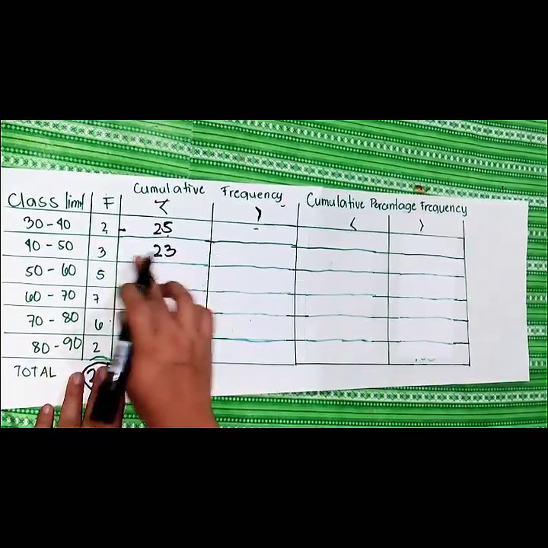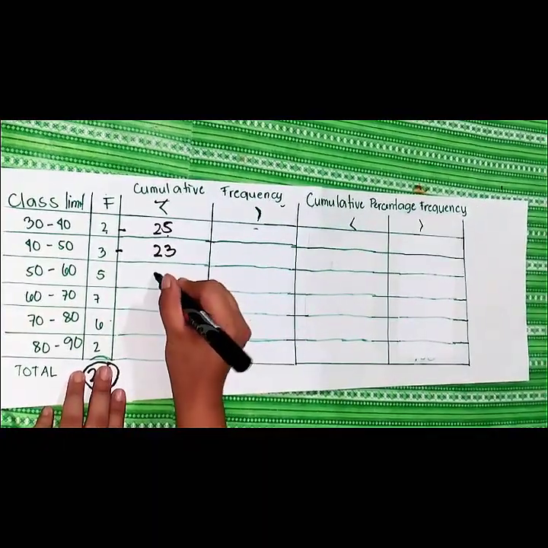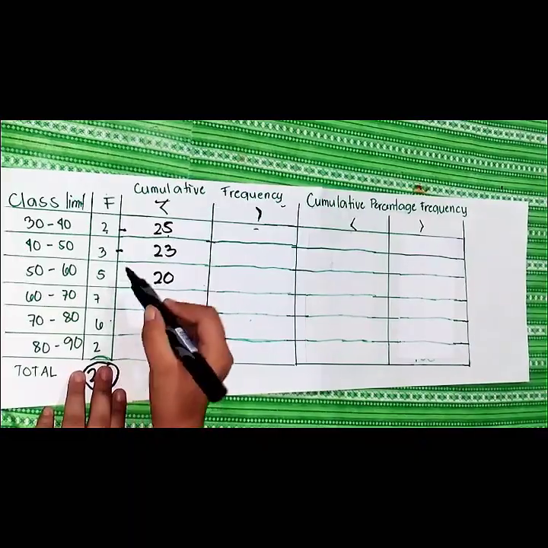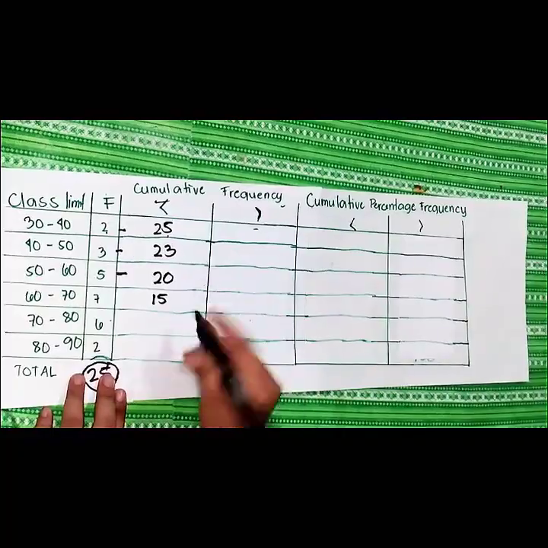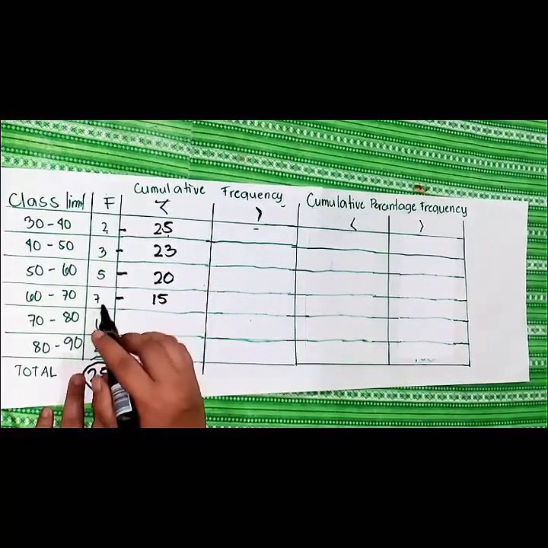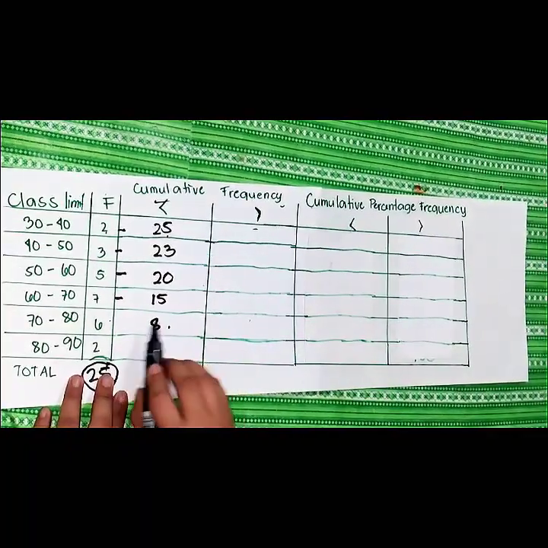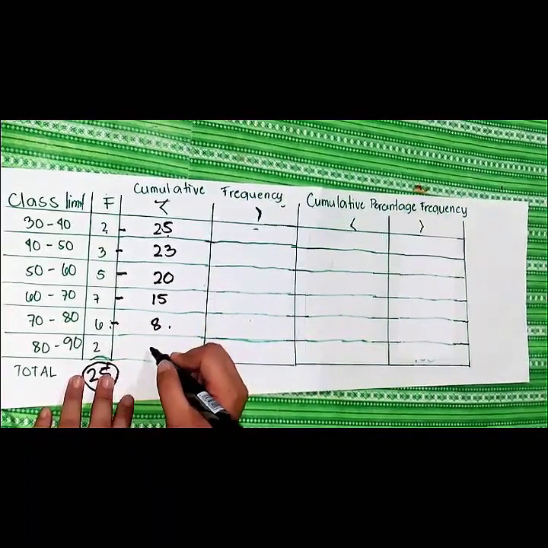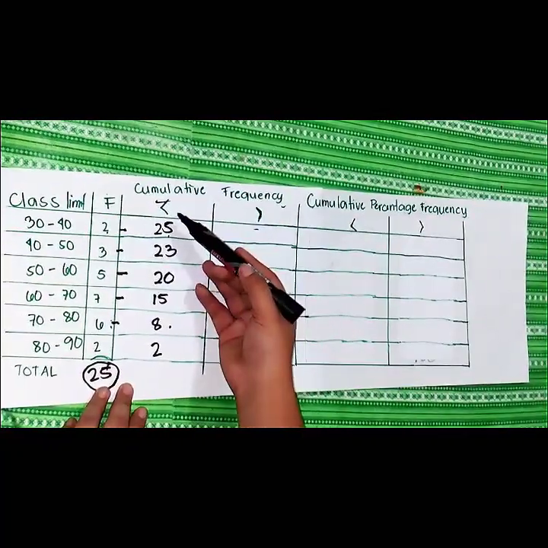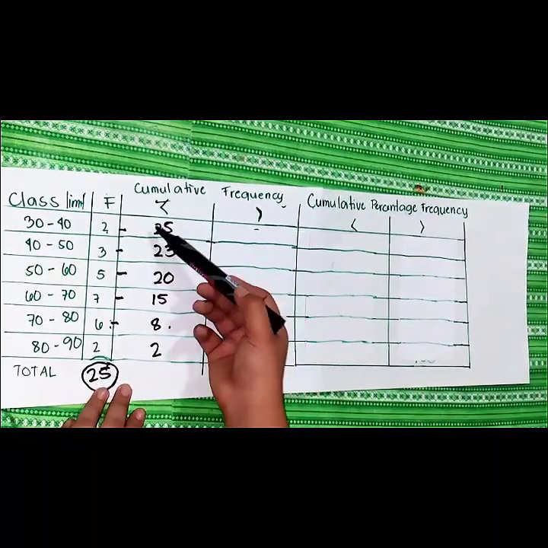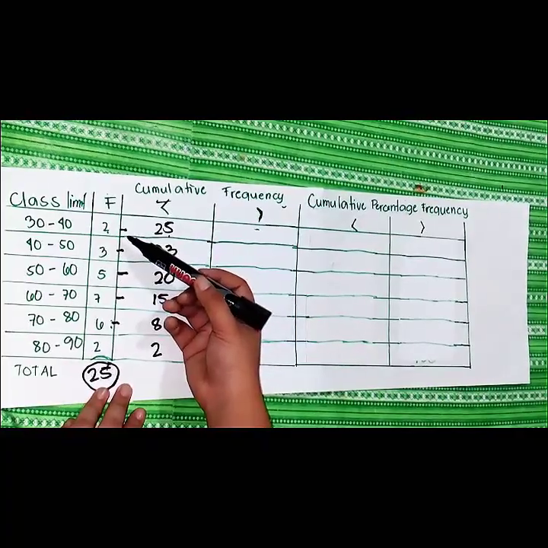23 minus 3 is equals to 20. 20 minus 5 is equals to 15. 15 minus 7 is equals to 8. And 8 minus 6 is equals to 2. And that is how to find the cumulative frequency lesser than. We subtract the frequency from the cumulative frequency.